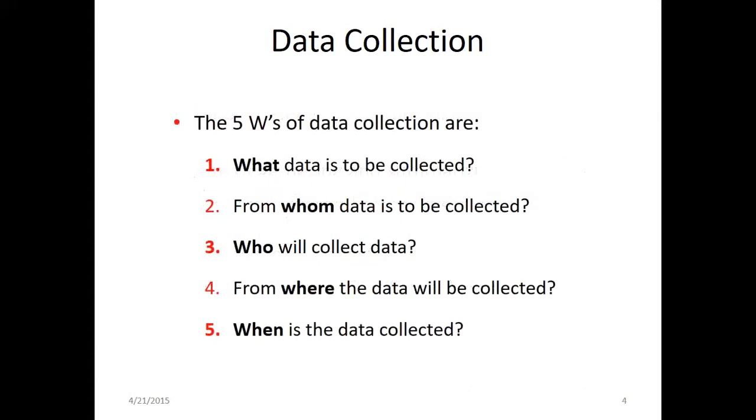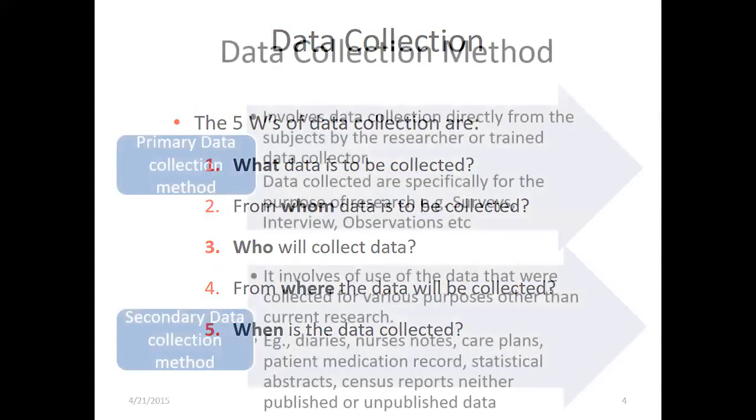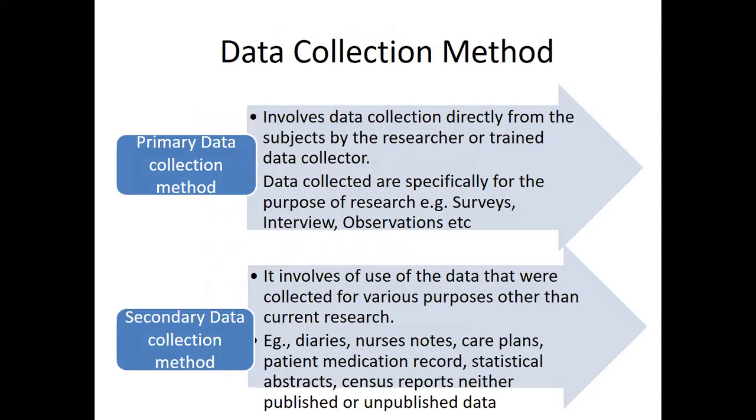Okay? Now, there are what we call the 5 W's of data collection. These are what data is to be collected, from whom data is to be collected, who will collect data, from where the data will be collected, and when is the data collected. Now, these 5 W's are important. Okay.